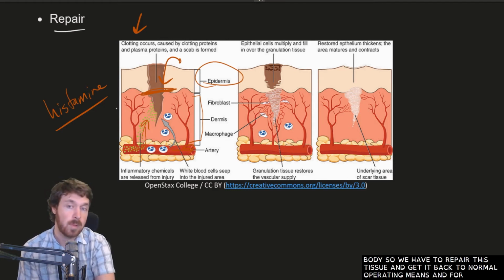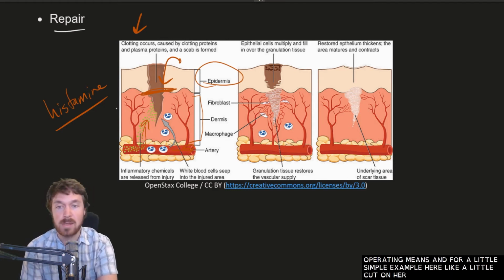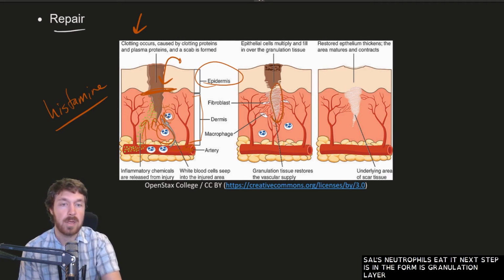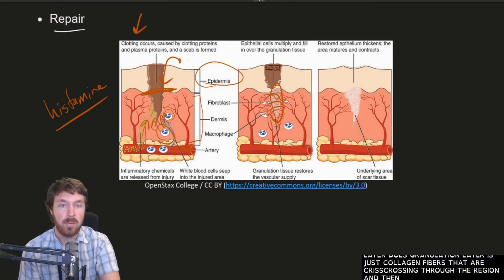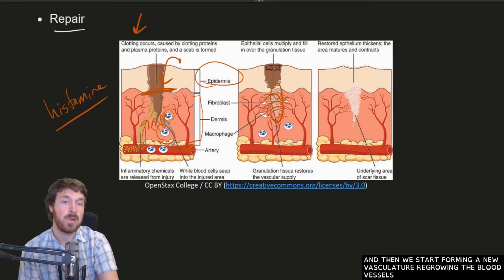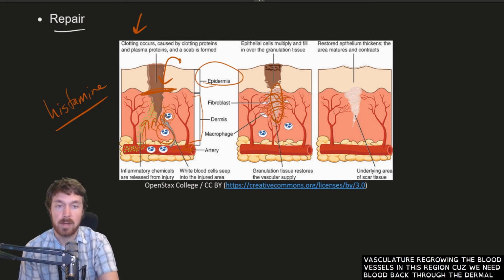And for a little simple example here, like a little cut on our skin, it's not too bad. Release inflammatory chemicals. White blood cells here called neutrophils come to the region, eating all the debris that is formed here. So you have all this broken collagen fiber, all these broken cells. These neutrophils eat it. Next step is then to form this granulation layer. This granulation layer is just collagen fibers that are crisscrossing through the region. And then we start forming new vasculature, regrowing the blood vessels in this region, because we need blood back through the dermal layer as well.